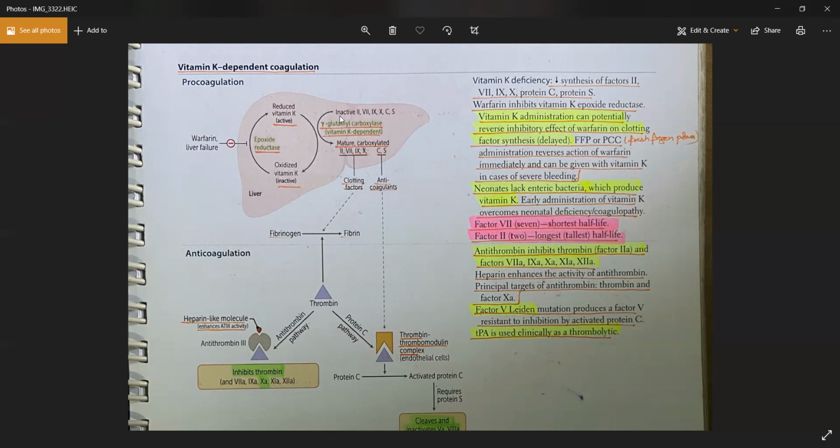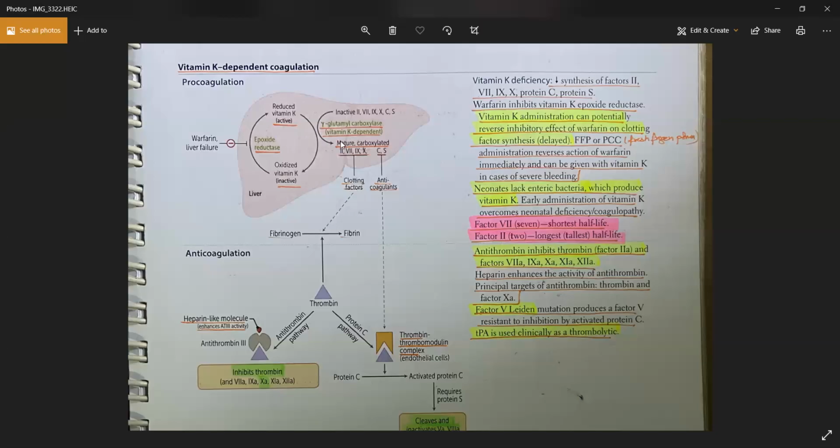You have to note that the oxidized vitamin K is the inactivated form of vitamin K, and the reduced vitamin K is the activated form. You require the enzyme epoxide reductase, which will reduce vitamin K into the activated form, right? So with the help of this enzyme, the epoxide reductase, vitamin K will become activated. Now you have the enzyme gamma glutamyl carboxylase, and this enzyme will use vitamin K to cause the carboxylation of these clotting factors.